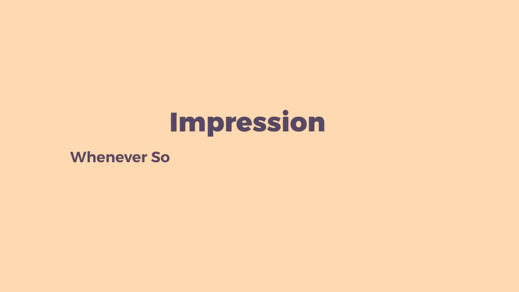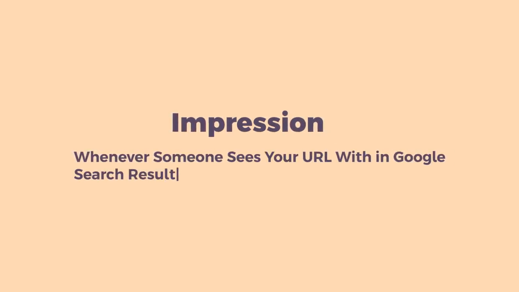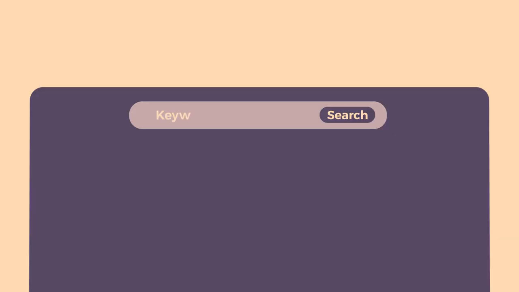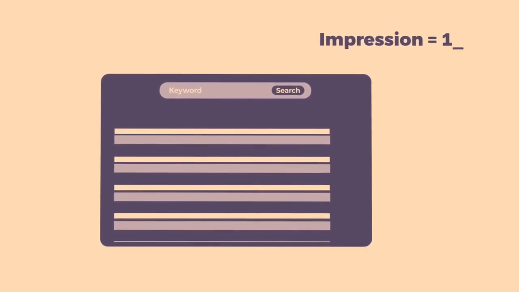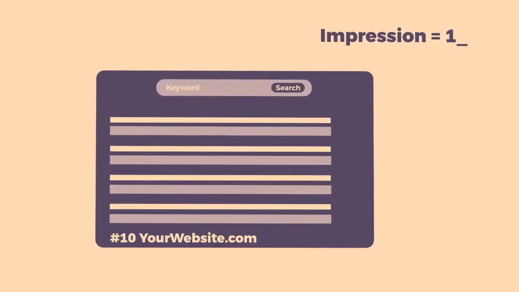So an impression is whenever someone sees, quote unquote, your URL or your website within Google search results. And by this, I don't actually mean they even have to see it, which is the strange thing. All they have to do is load a page that your URL is present on. So that means that if you are position 10, so you're on the first page of Google, every time someone searches that keyword, you're going to get an impression, even if they didn't scroll down to the 10th position. But the fact that they loaded a search result that included one of your pages, that counts as an impression.